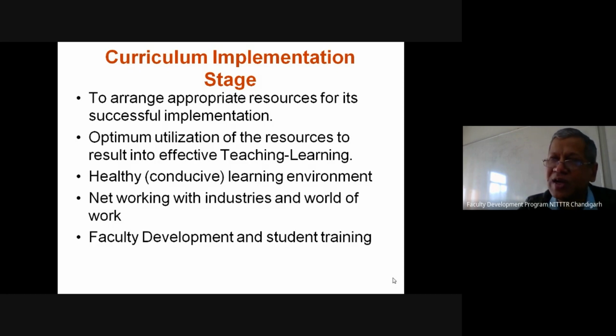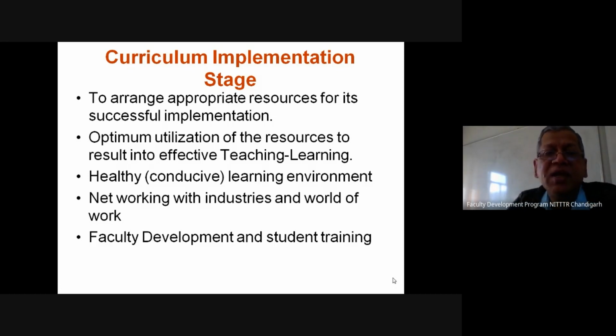Teacher would like to engage the students in various activities. So a good learning environment is very, very important for implementation. Networking with the industry, again, we have a separate section on how to network with the industry. I cannot visualize any curriculum being implemented without involvement of the industry. Involve the industry in all the activities that you are carrying out. Very, very important. And training of the faculty, training of the students is very, very important. All the time, if you have to implement the curriculum effectively, train your faculty, train your students all the time. Training, retraining, very, very important.